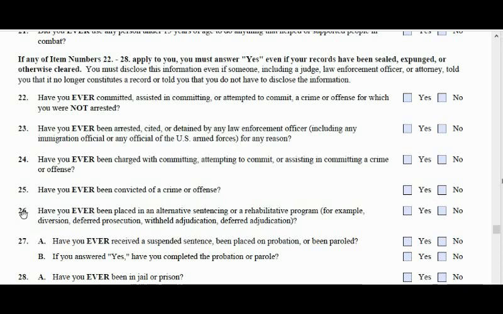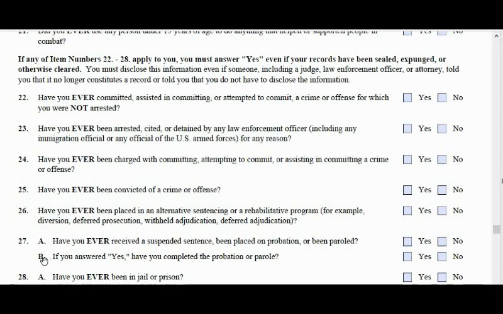On 26, have you ever been placed in an alternative to sentencing or a rehabilitative program, for example, diversion, deferred prosecution, withheld adjudication, or deferred adjudication, and stuff like that? If you have ever been in that situation, check yes. If it's no, you check no. 27. Have you ever received a suspended sentence, been placed on probation, or been paroled? If it's the case, then you check yes. If it's no, you check no.